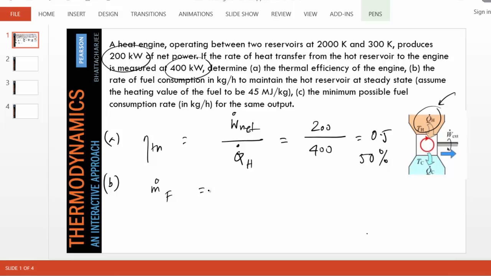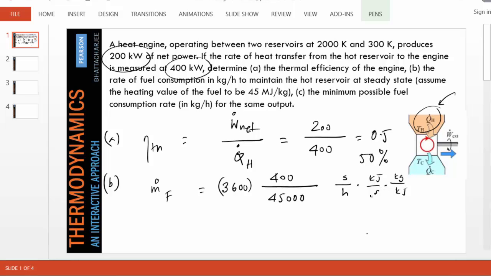So my answer will be really, if you think about it, 3600 seconds, and then 400 kilowatt is what we need, and we supply 45,000 kilojoule for every kg we burn. So if you look at the unit, 3600 is what? Second, so many seconds per hour. What is 400? Kilowatt is kilojoule per second. And what is 45,000? Kilojoule per kg. So as you can see, seconds get cancelled. So we get kg per hour as our unit, what is wanted.